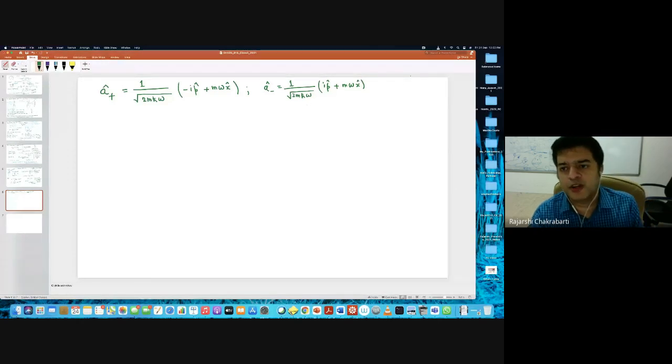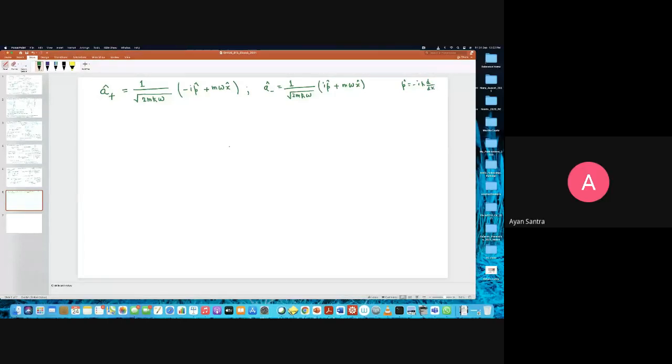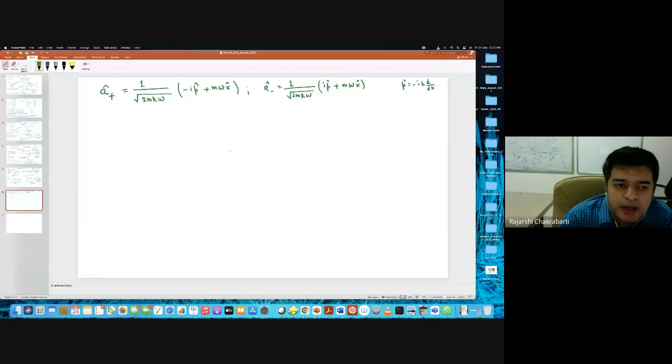I hope you understand. What is p? You know this, no? Momentum operator. Yeah, linear momentum operator. So A plus and A minus. Let us define this first and let us calculate this. A minus, A plus.